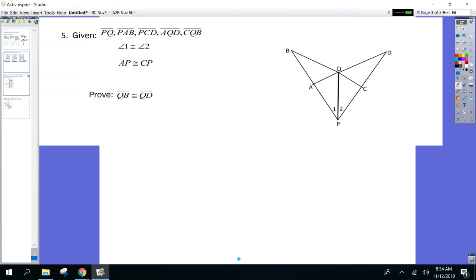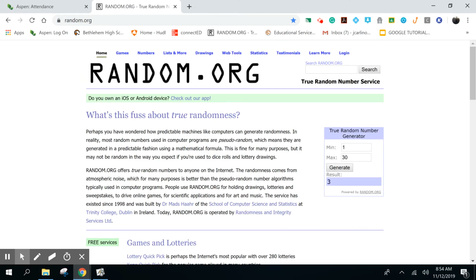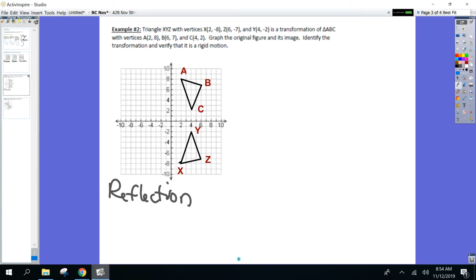I believe it was, I erased it already, so I'll go back to you guys. 3 methods of proving triangles congruent, if that's what I'm going to have to do here. 3, one method.